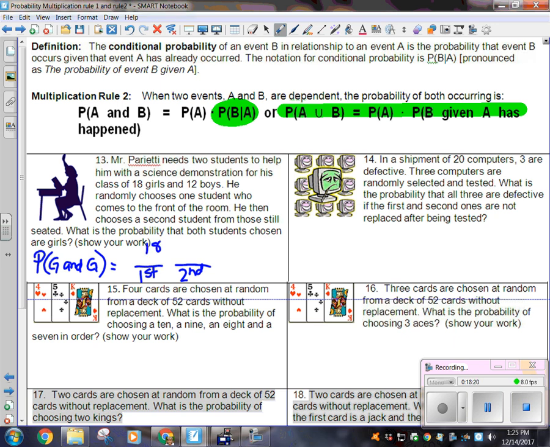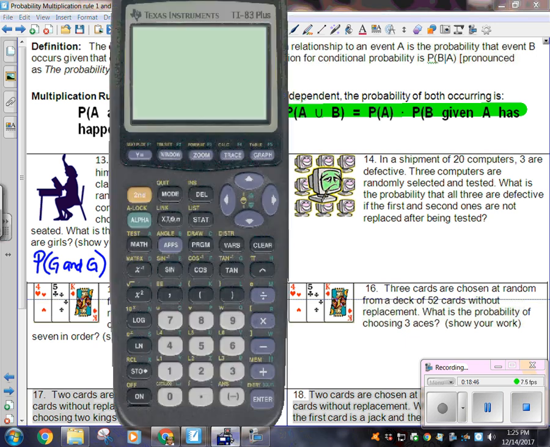18 girls out of 30, which can be reduced. And then how about the second time? If I successfully got a girl to come to the front, now she's not in the mix. So I only have 17 girls left, and how many total people are there? 29. I would probably reduce that first, but let your calculator do the talking for you. Multiply the numerators, multiply the denominators. These are going to give you numbers that get really big. You would definitely want to have a calculator handy.